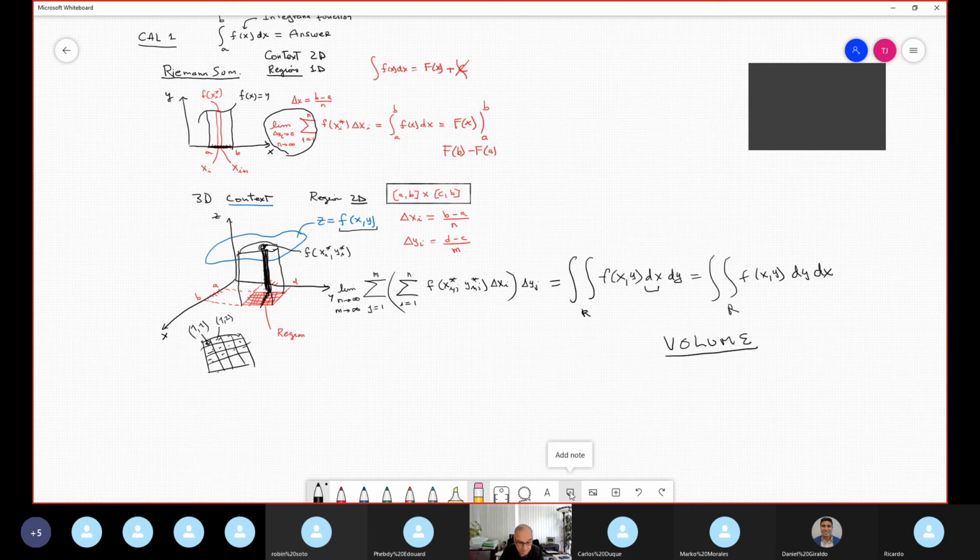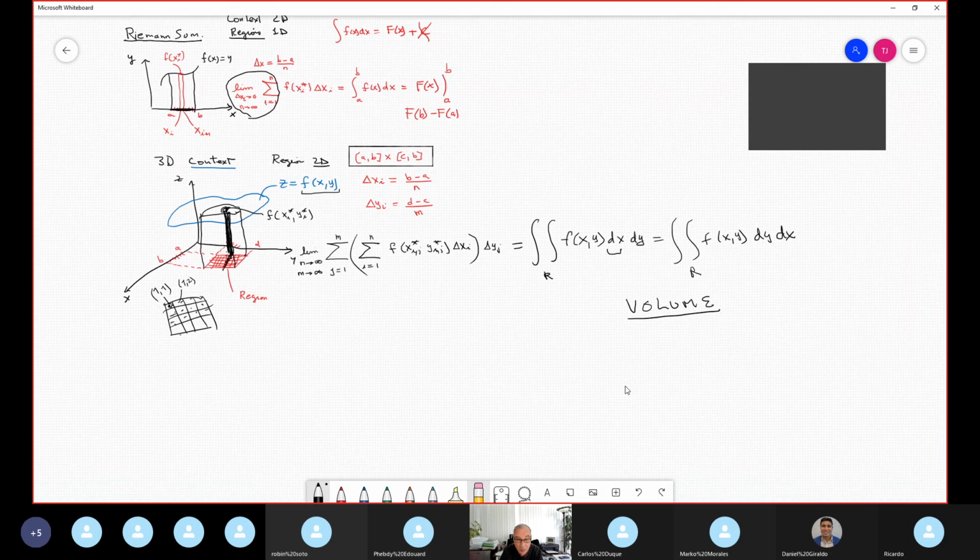Okay? This is the idea for the interpretation of the double integral. Okay. One more important thing. Look, this is important. Pay attention, please. Suppose we have that situation. Double integral in the rectangular region R. Entonces 1 dx dy.